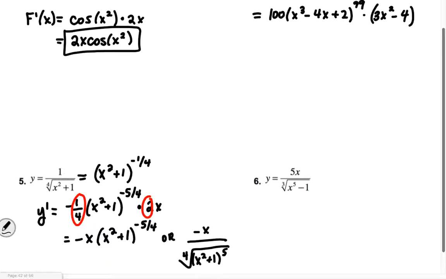Lots of ways we could write this. Okay? All right, so number 6. I'd probably do the quotient rule on this one, or you can raise it up and do the power, or the product rule with a negative exponent.